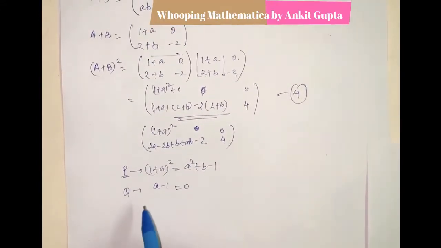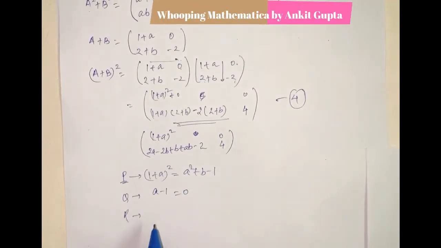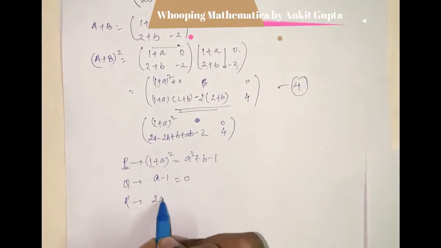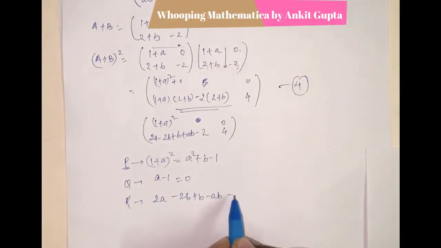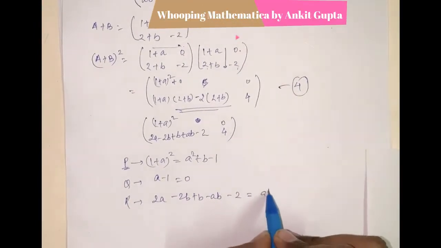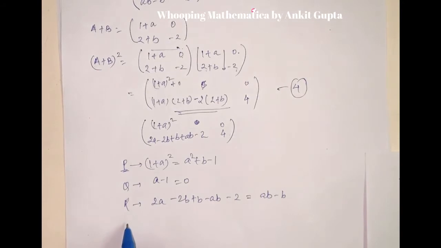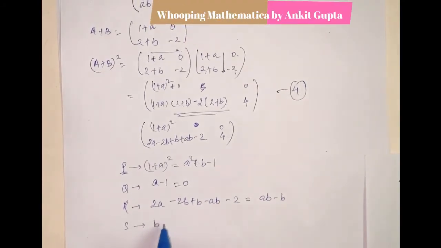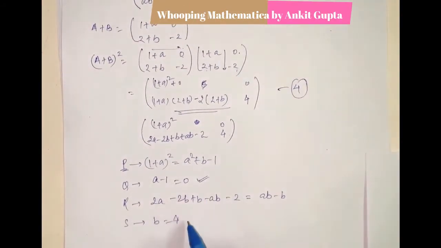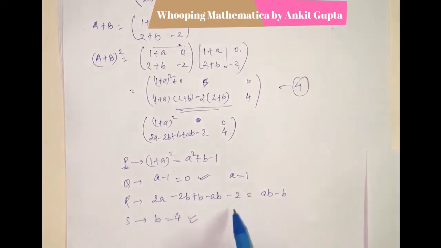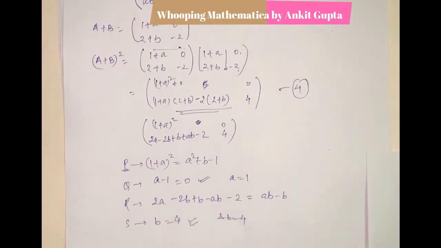Then we are going to get 2a, say this is R, which is 2a minus 2b plus b minus ab minus 2 equals ab minus b, and we are going to get S as b equals 4. So if we look at Q and S, we are going to get a is equal to 1 and b is equal to 4. Now we need to verify whether these two results are correct or not.